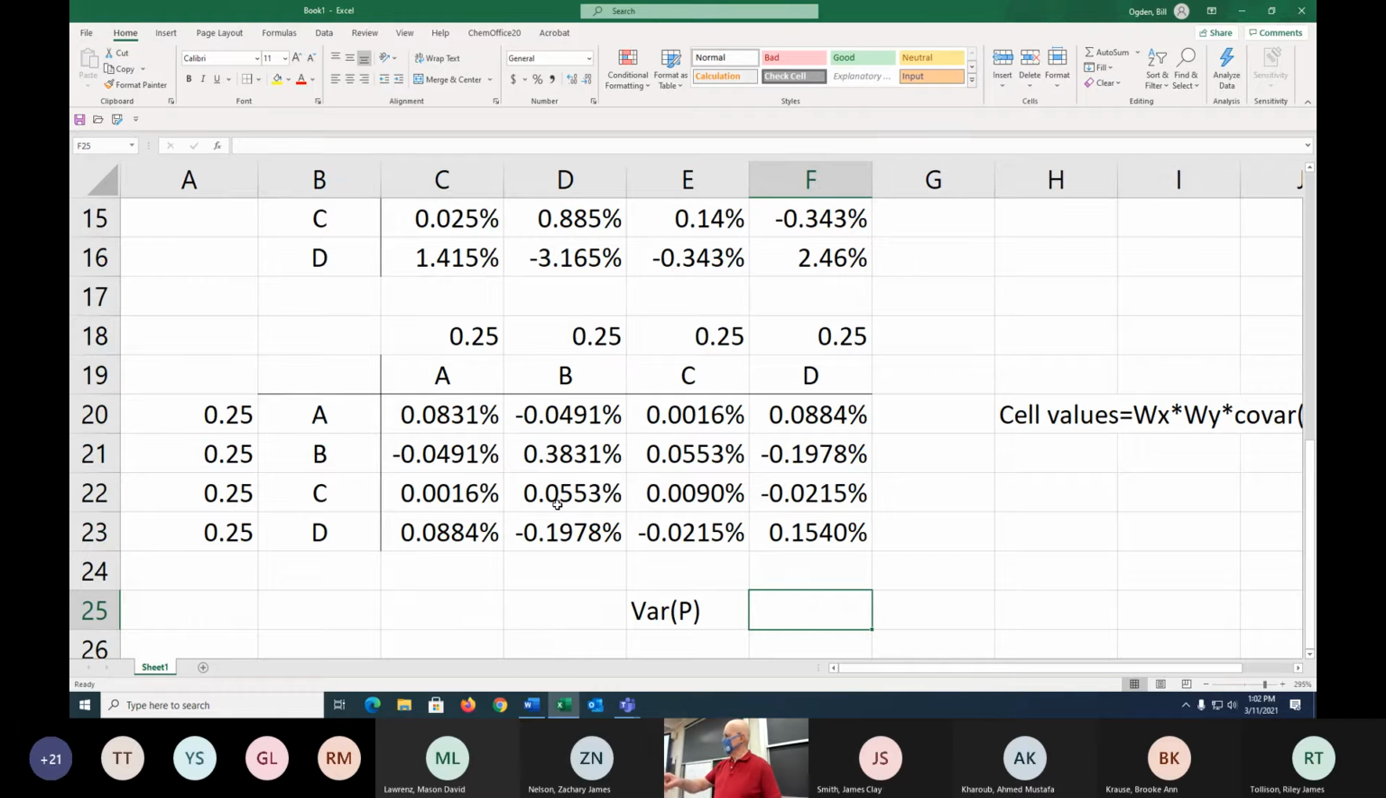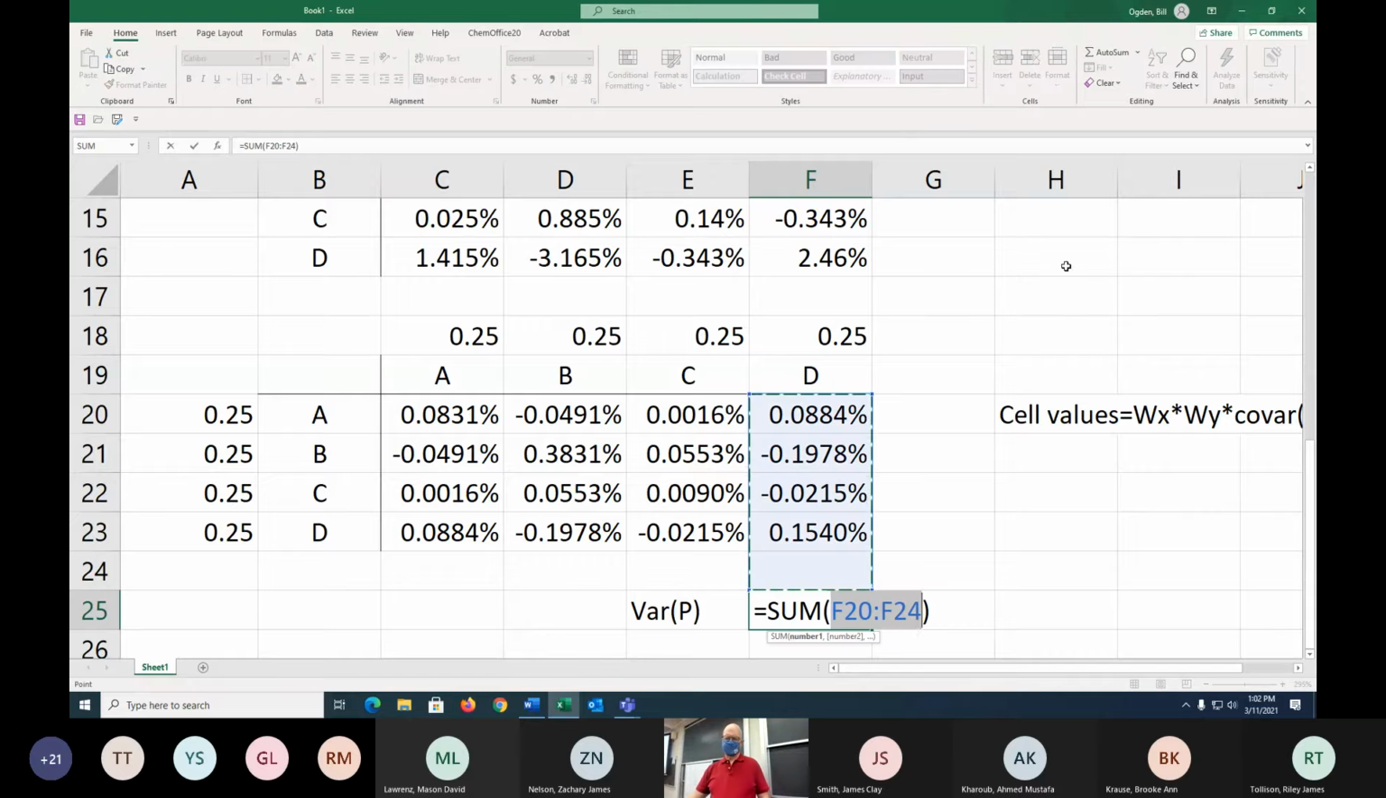You realize when you do an auto sum, it doesn't have to be a row or a column. It could be a block. Yeah, so we're just going to do an auto sum. I'll click on auto sum, and I'll highlight the whole block. That is the variance of my portfolio.